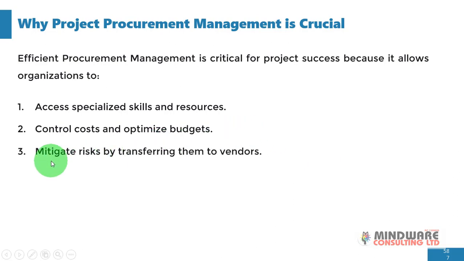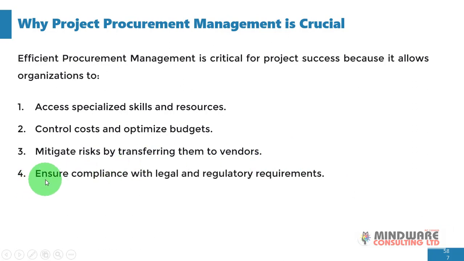Number three, it will help us to mitigate risks by transferring them to the vendors. So when you do proper project procurement management, you are not the one bearing the risks. Like I mentioned before, there are risks when it comes to procurement. Procurement management will help you to understand the risks, those ones that are significant, and then you will set processes in place whereby you can transfer those risks to the vendors, not to you as a project manager or to your project team. And that's very important.